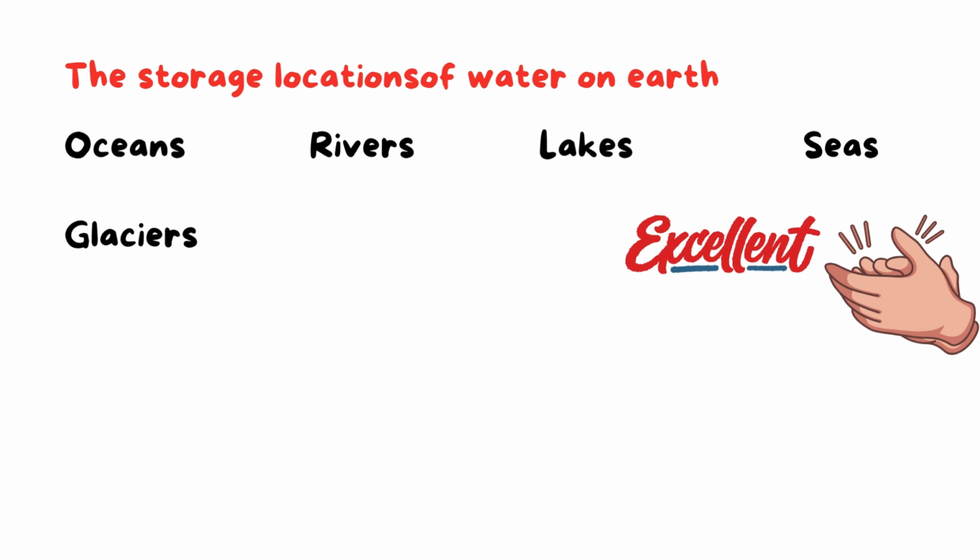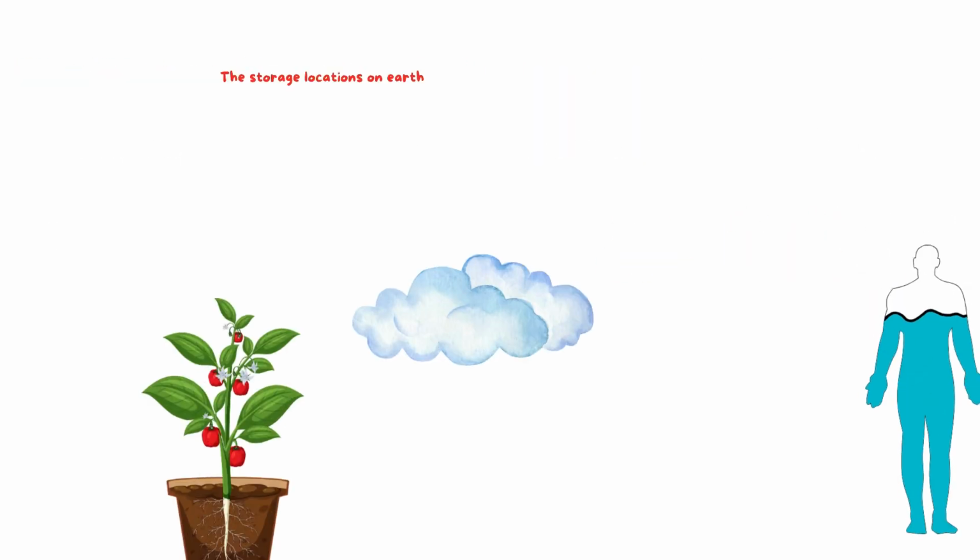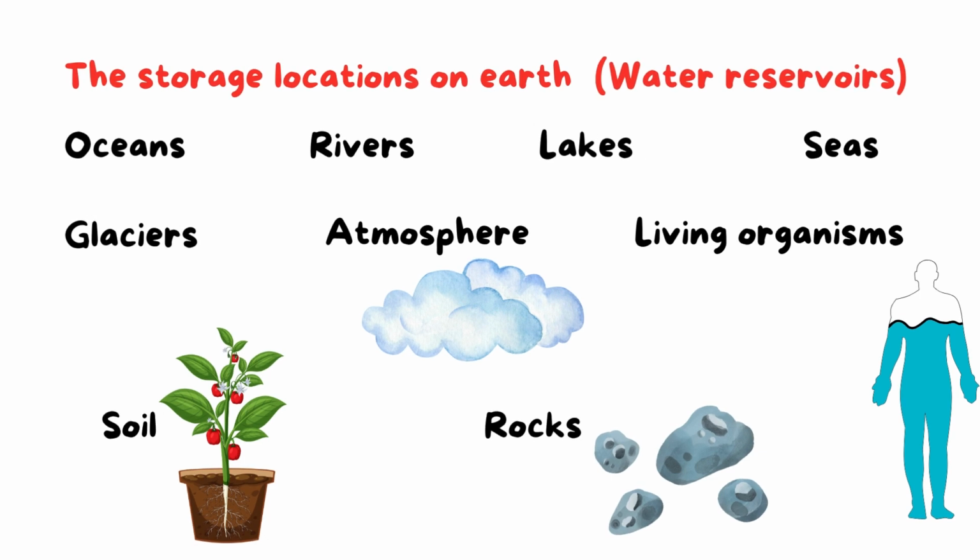Okay, we call it water reservoirs. Water reservoirs. So water reservoirs are the storage locations on Earth. Okay, and as you say, oceans, rivers, lakes, seas, glaciers, also atmosphere, as the clouds and the air carry water vapor. So the atmosphere is a storage location on Earth that stores water. Also living organisms, as a human has most of his body water.